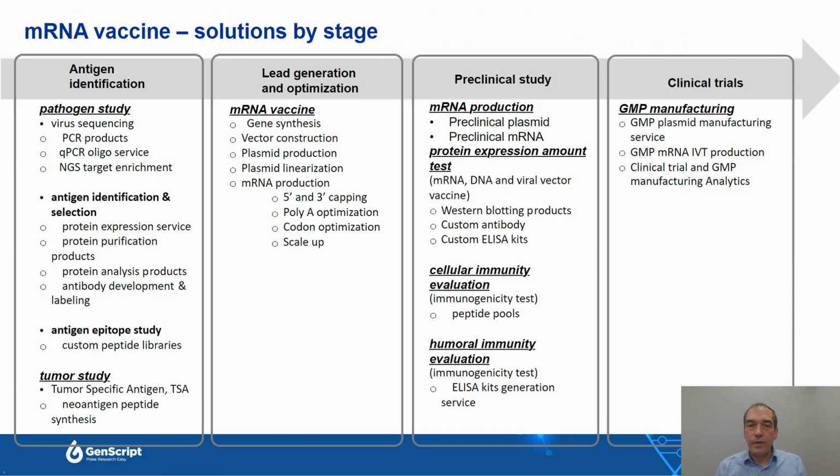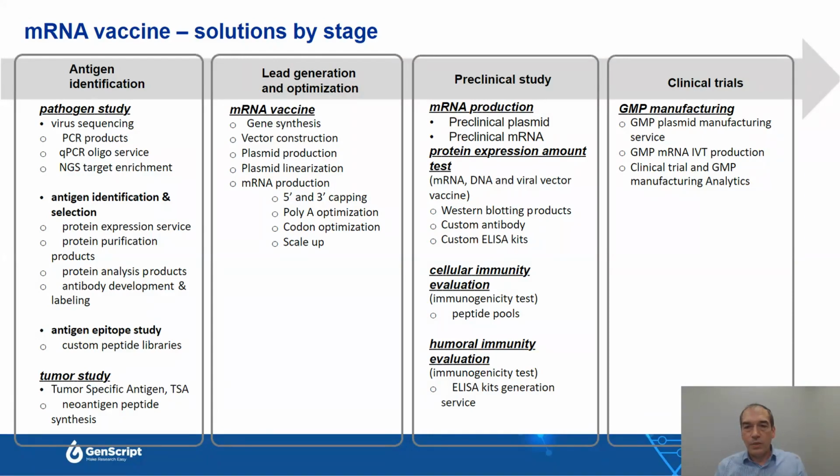And this is the summary of what we can do for mRNA vaccines. Basically, we can support you from the very early stage, from antigen identification, lead generation and optimization, preclinical studies and clinical trials. We can support your pathogen studies with sequencing products, enrichment for sequencing, PCR products and services, antigen identification and determination, basically we're looking at protein expression, immunoassays, Western blotting, ELISA kits, antigen epitope studies with custom peptide libraries. We can also help support you for tumor-specific antigens with our neoantigen peptide synthesis service.